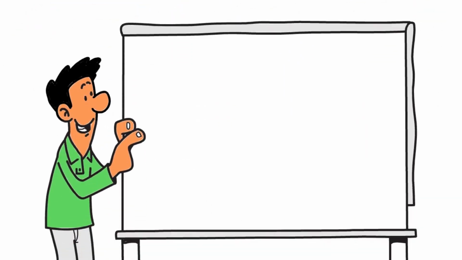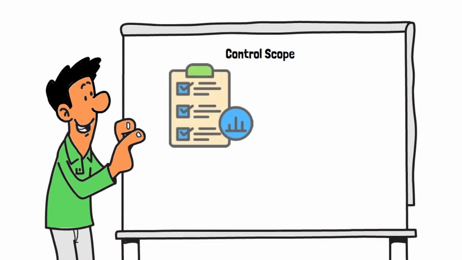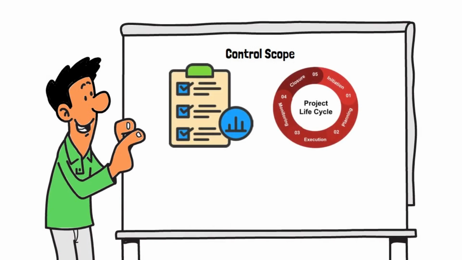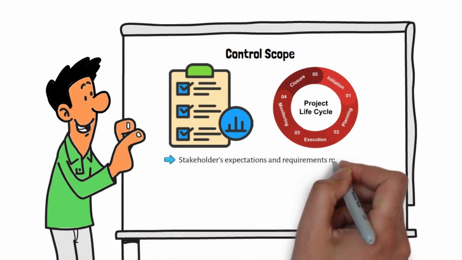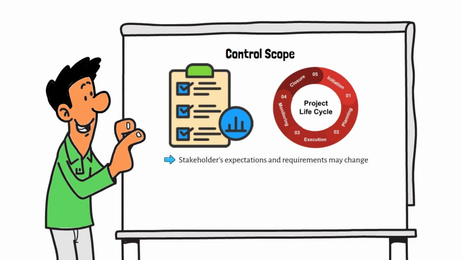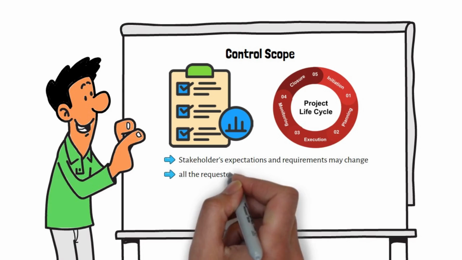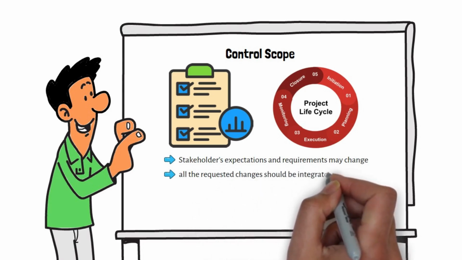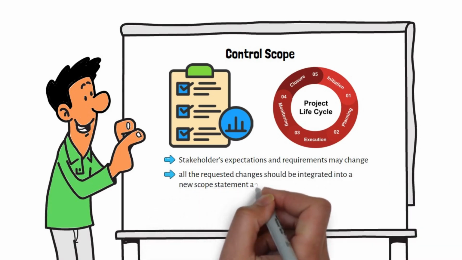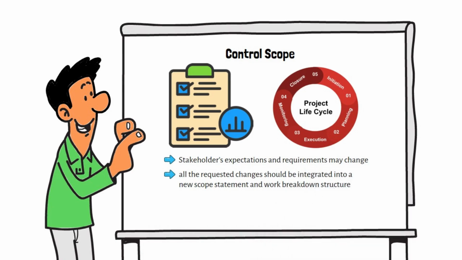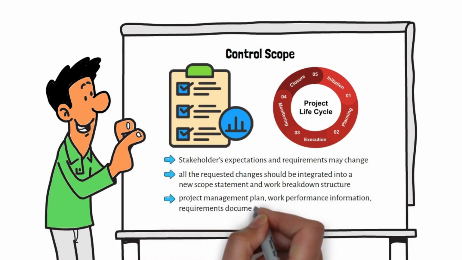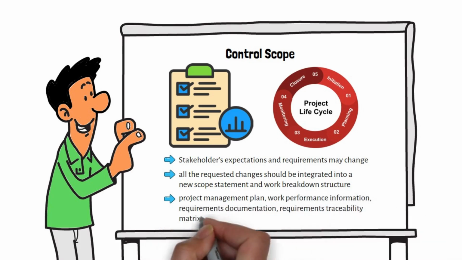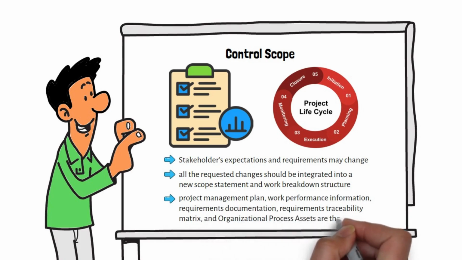Control scope. Control scope is the last process that involves monitoring the status of the project and managing changes to the scope. Stakeholders' expectations and requirements may change during the project's lifecycle. In this process, all the requested changes should be integrated into a new scope statement and work breakdown structure. The project management plan, work performance information, requirements documentation, requirements traceability matrix, and organizational process assets are the inputs of the control scope process.